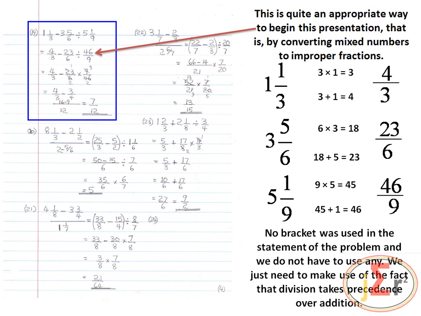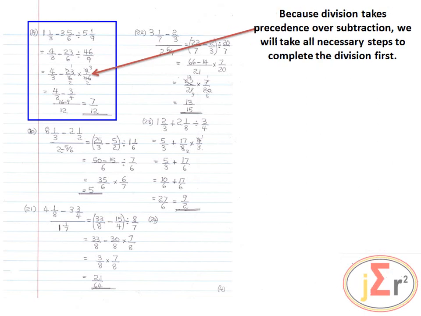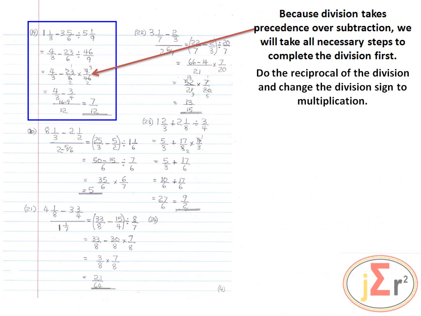Therefore, since division takes precedence over subtraction, we will do the division first. Because division takes precedence over subtraction, we will take all necessary steps to complete the division first. Do the reciprocal of the division and change the division sign to multiplication. So there we have the division, and we will do the reciprocal, changing the sign from division to multiplication.